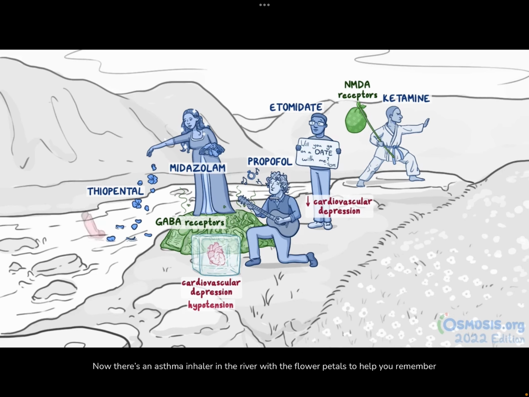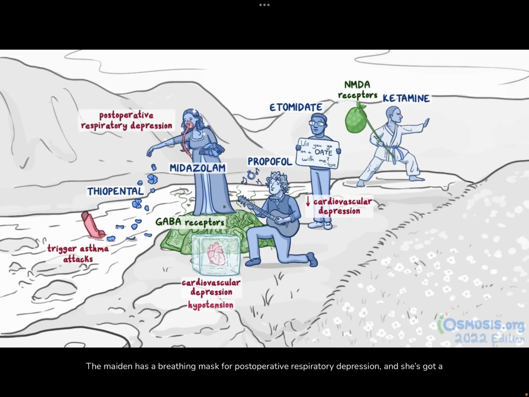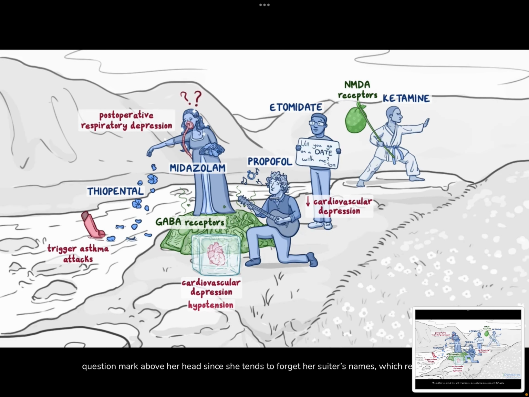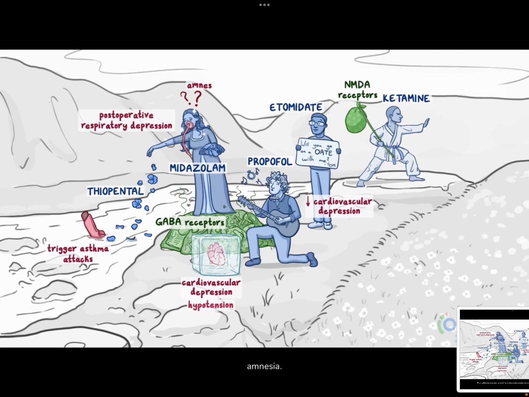Now, there's an asthma inhaler in the river with the flower petals to help you remember thiopental can trigger asthma attacks. The maiden has a breathing mask for post-operative respiratory depression, and she's got a question mark above her head since she tends to forget her suitors' names, which represents amnesia.